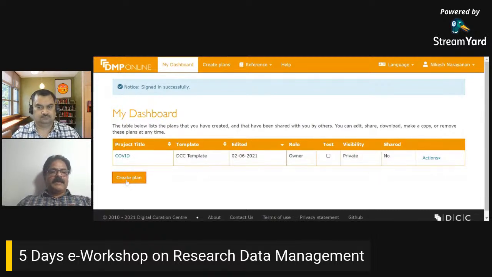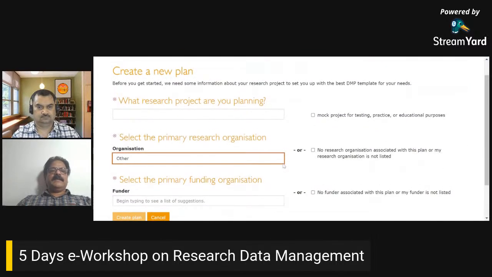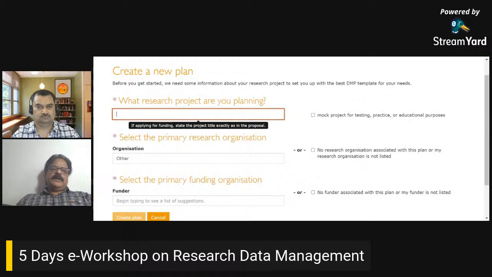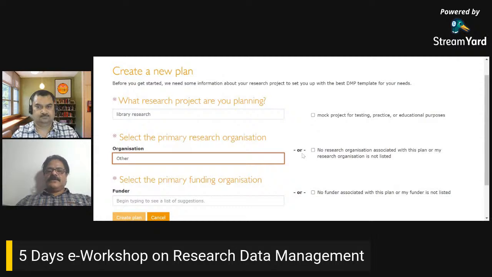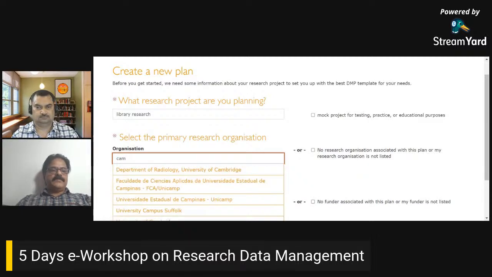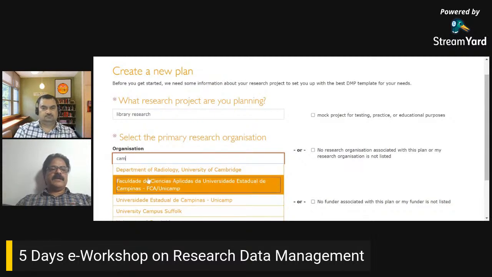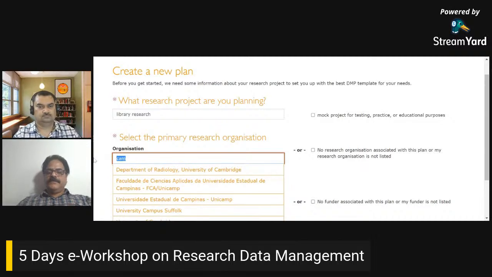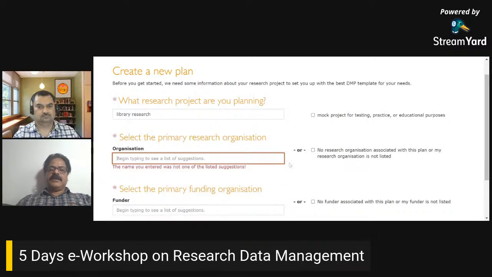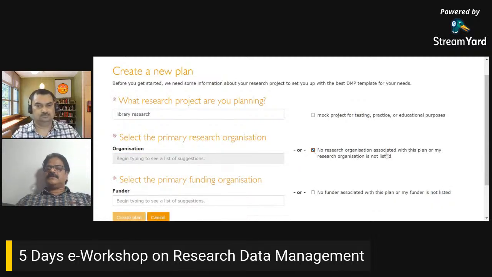So you can create a new plan here, for example. Then the system will ask what research project you are planning. Let me give an example: Library research. You can give your specific research topic here and the organization. If your university has some agreement with DMP Online, then it will list your organization's name. For example, you can see University Campus Suffolk, Department of Radiology, University of Cambridge, etc. If your university doesn't have any collaboration with this tool, you can click here: no research organization associated with this plan, or my research organization not listed.